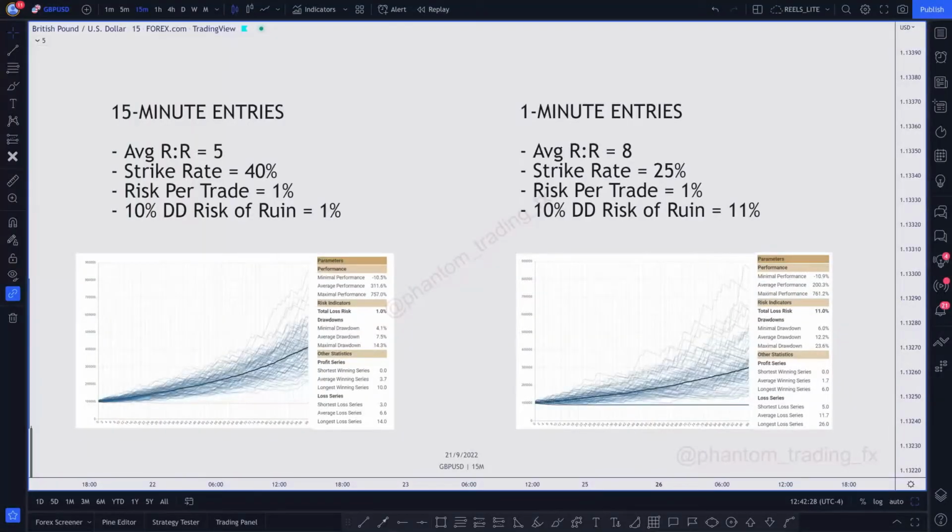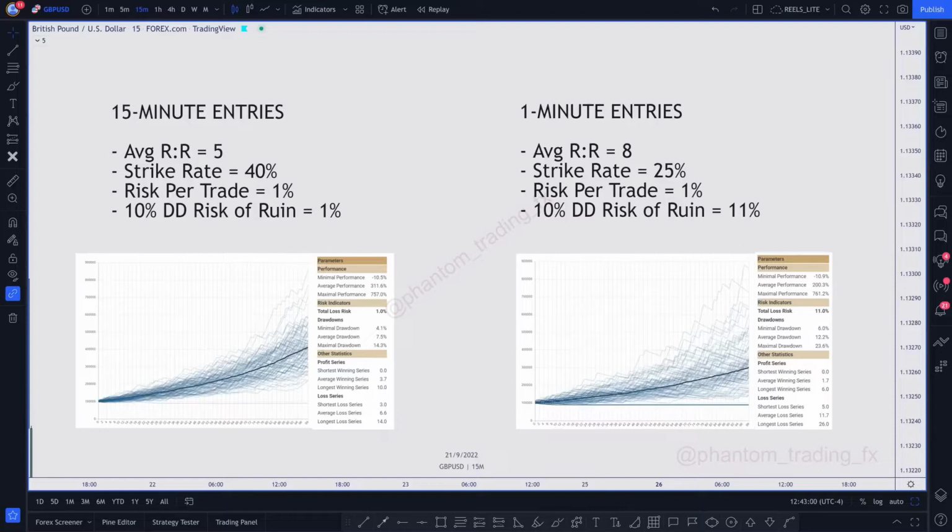Before we move on to looking at some charts, I wanted to show you a quick comparison between the 15 minute and the 1 minute, using a couple of simulated equity curves that I've put together. Imagine you're trading the 15 minute, and on average, you're making 5R per trade. Your strike rate is pretty healthy at 40%. So you're basically winning almost every other trade. Sometimes maybe you're losing a few, but on average, you're winning just under half.